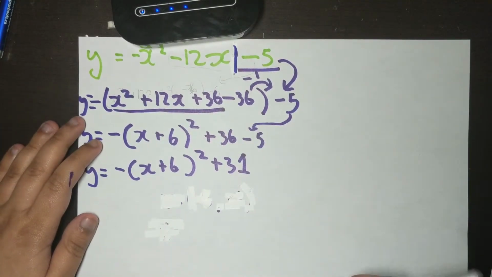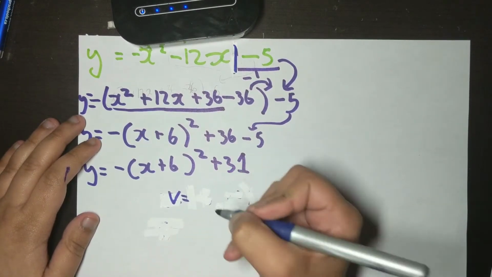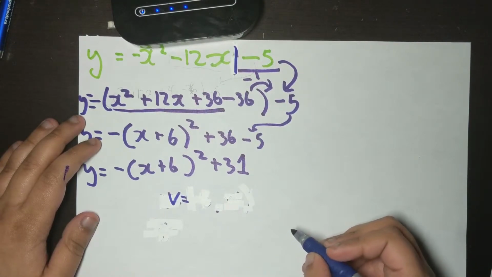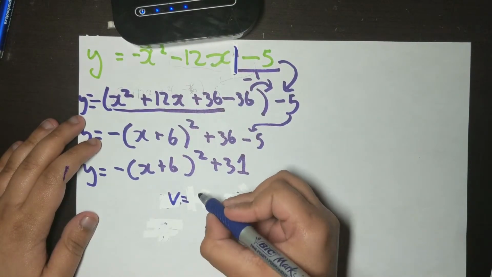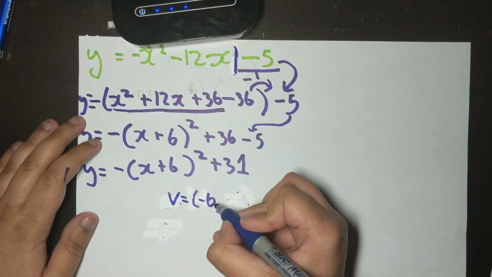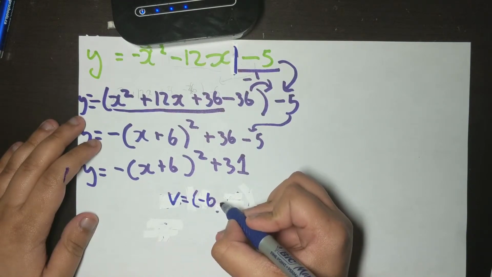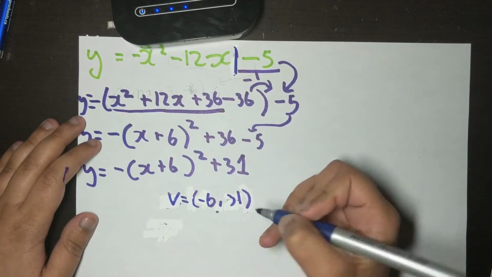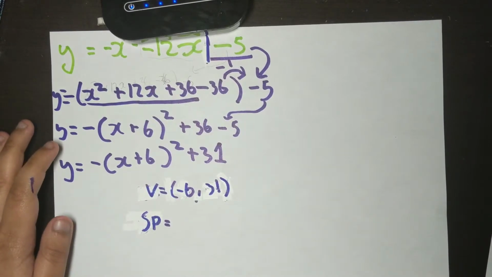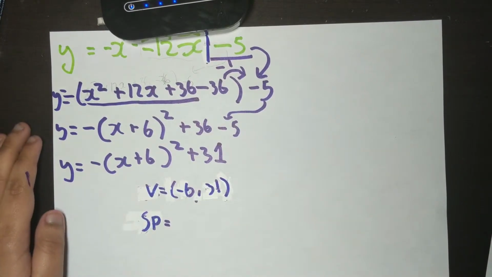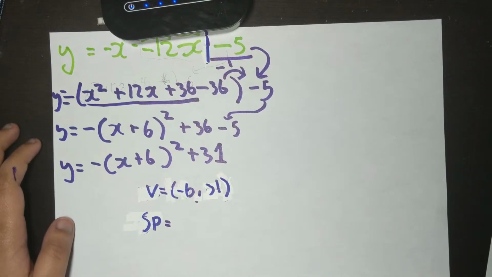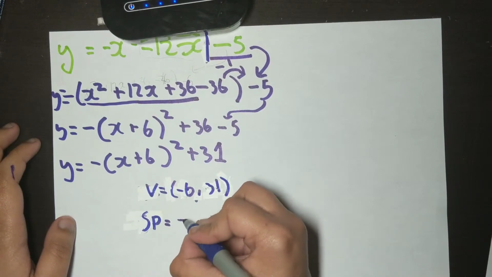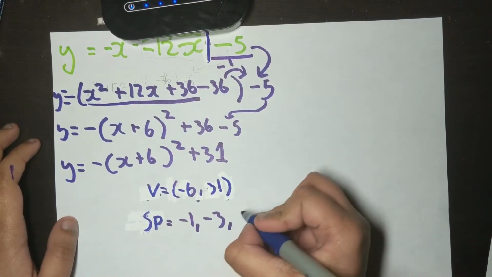The vertex consists of your h term and your k term. So in our case, the vertex is -6, as the h term is always opposite to what you see, and positive 31, which is our k term. The step pattern is determined by the a value times 135. In this case, our a value is -1, so that means our step pattern is -1, -3, -5.